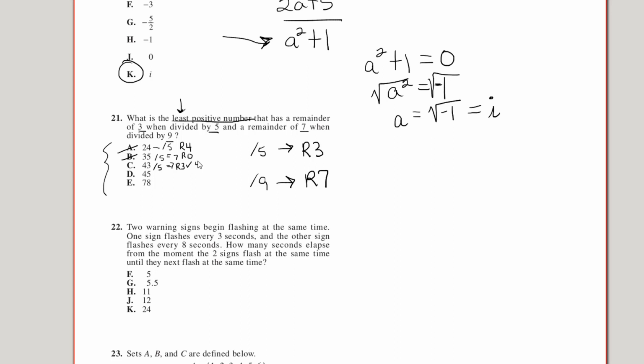Now, what about when I take 43 and I divide that by 9? That equals 4 with a remainder of 7. And so that does meet that condition. That's the first one, the smallest one. So question 21 is going to be answer choice C, 43. You have to just work through each of those answer choices until you come upon the first correct answer.